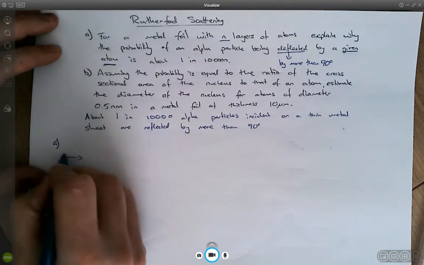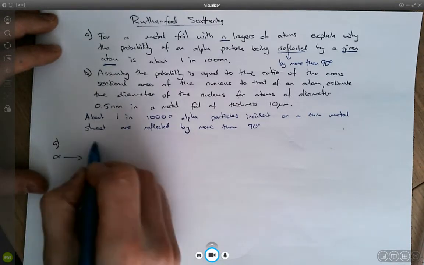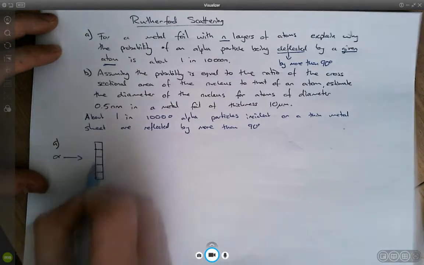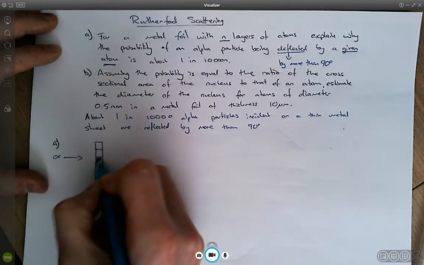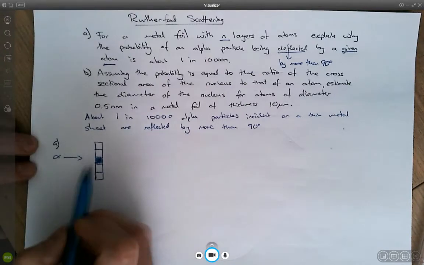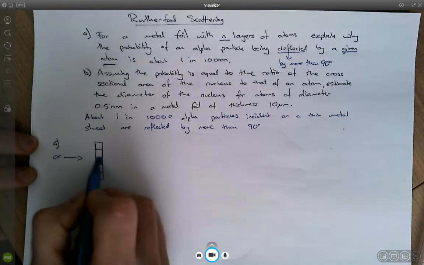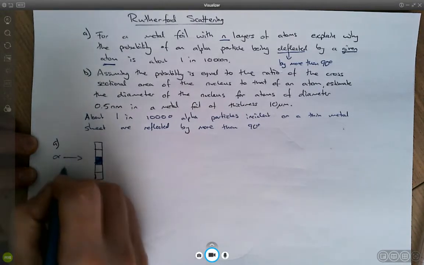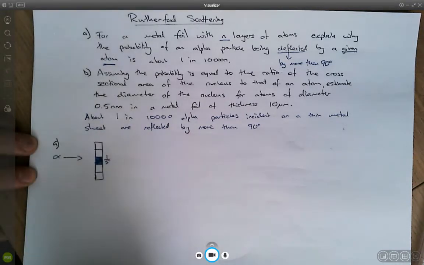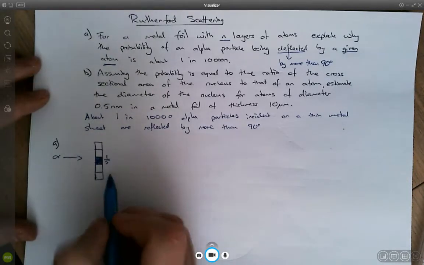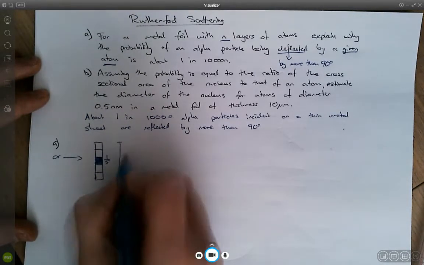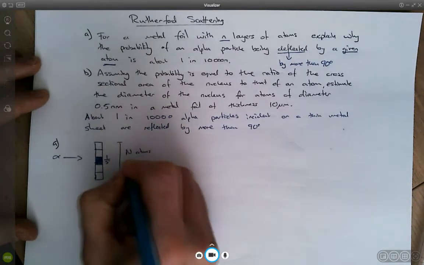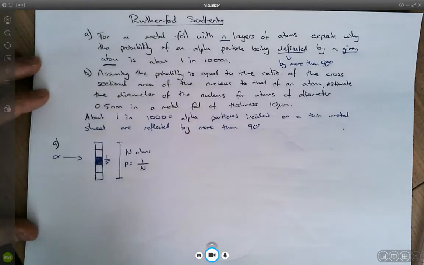Let's look at a single alpha particle being fired towards a sheet of atoms with only 5 in it. So what's the probability that it's deflected by a given atom? And what I mean by that is this one here. Well, the probability is obviously 1 out of 5. Now, if instead of having 5, I have n atoms, what is the probability? The probability is going to be 1 over n.